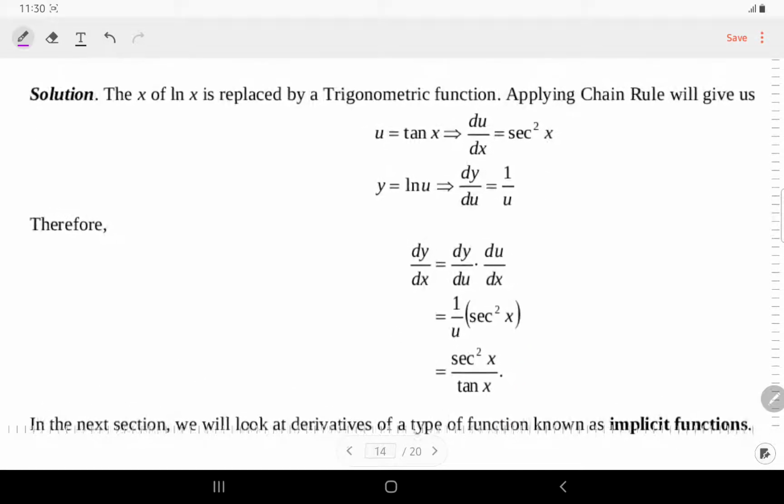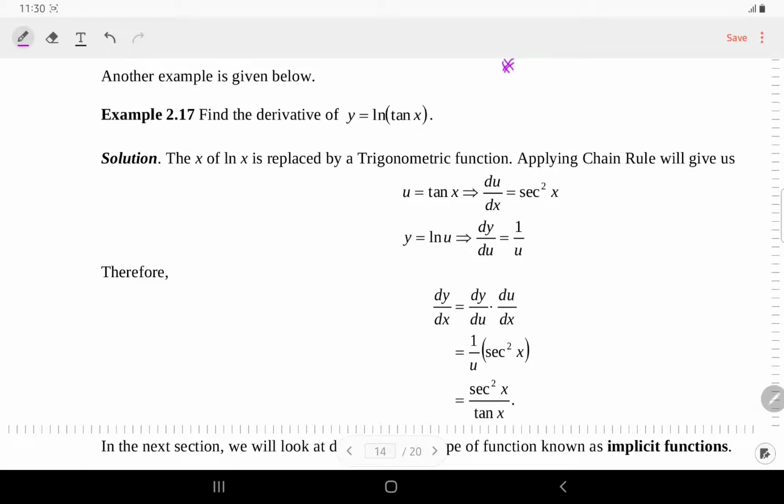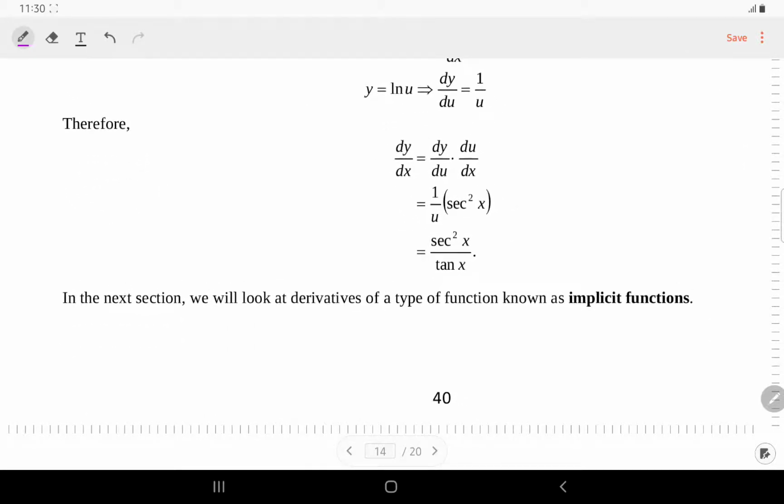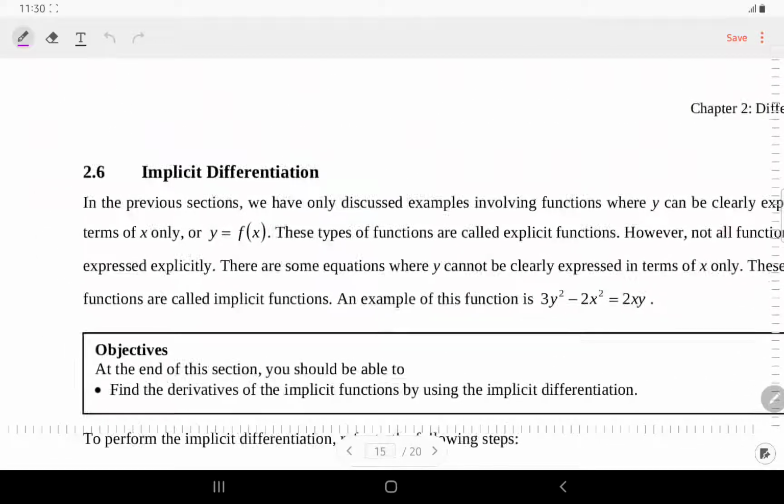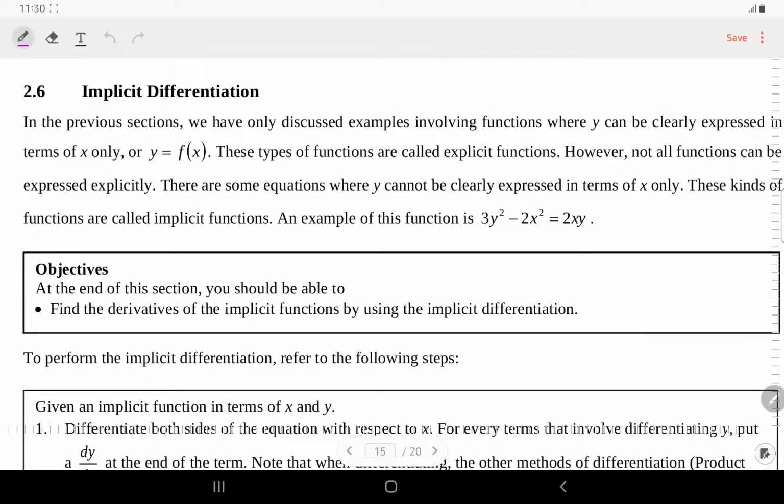So this is how to apply the chain rule for a function of ln, exponent or a trigonometric function, to differentiate it. Let us proceed with the next topic, implicit differentiation. I think implicit differentiation is in the syllabus for week 6.